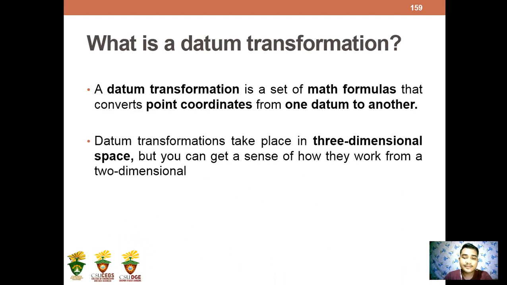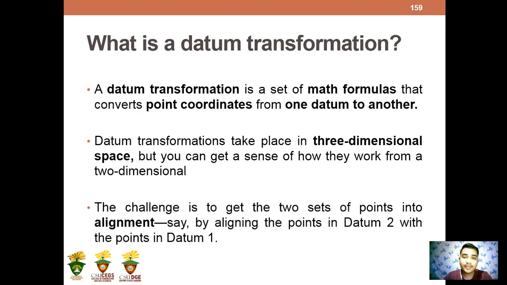Datum transformation takes place in three-dimensional space, no? But you can get a sense of how they work from two dimensions. The challenge is to get two sets of points into alignment, say by aligning the points in datum 2 with the points in datum 1. So mao ni siya ang more challenging sa pag-transform sa datum, it's because we need to overlay them, nga dapat maparehas sila sa isa ka space, tapos atong i-overlay ang duha ka datum para ma-align nato ang mga points, no.